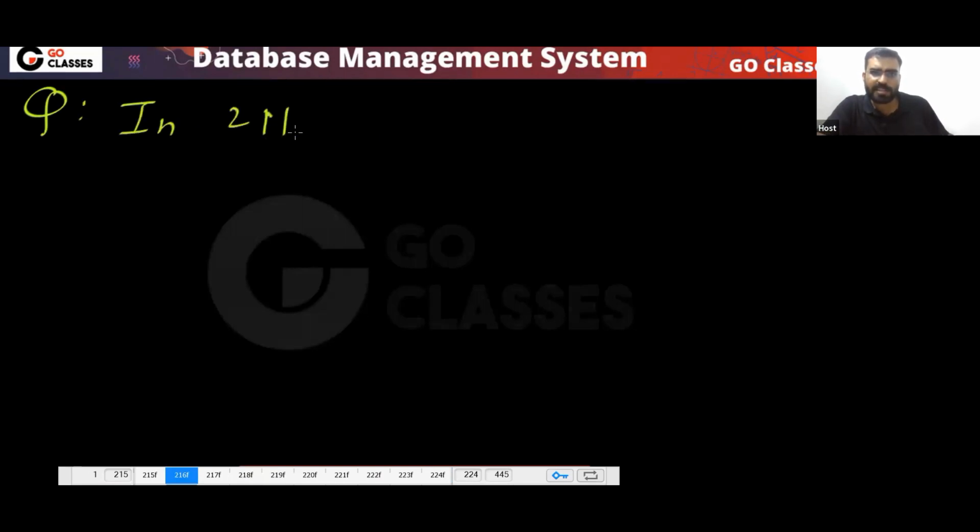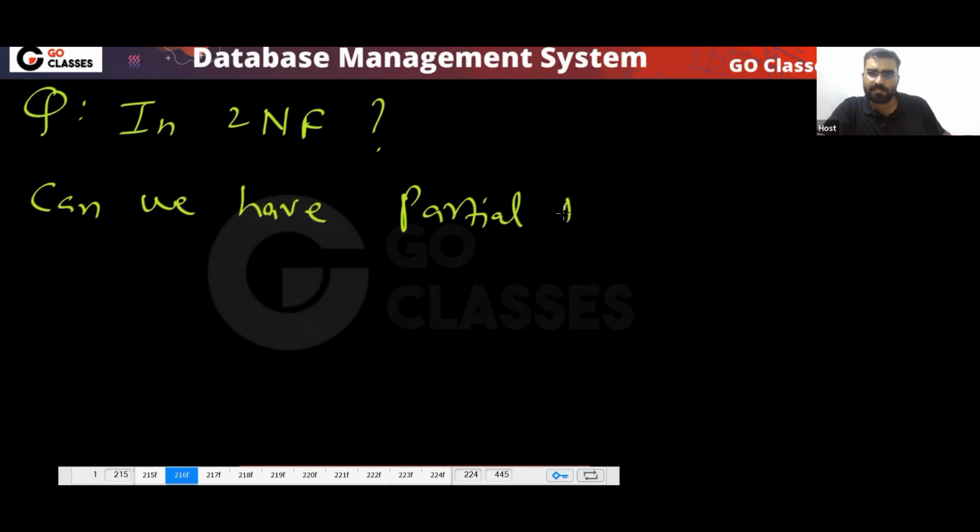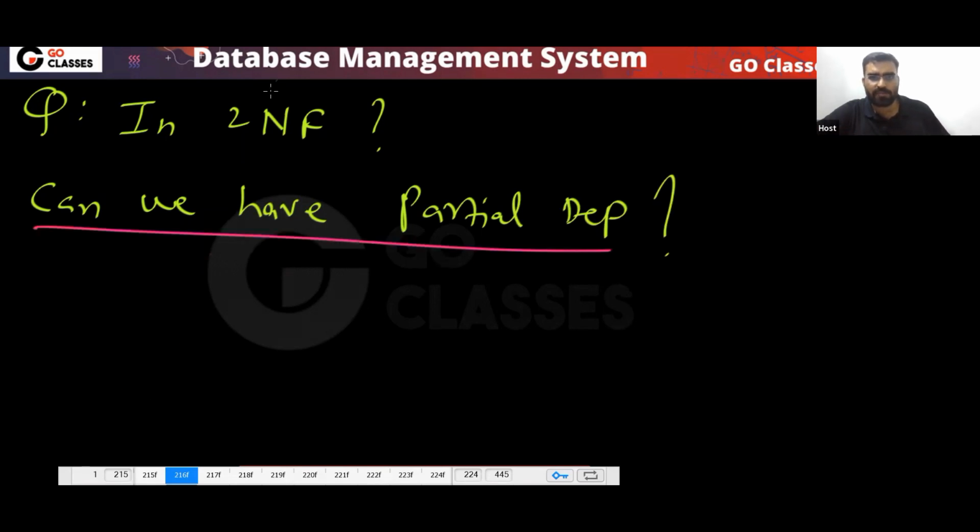In 2NF, can we have partial dependency? Tell me. In second normal form, can we have partial dependency? And the answer is yes. We can have this type of partial dependency where you are determining a prime attribute.